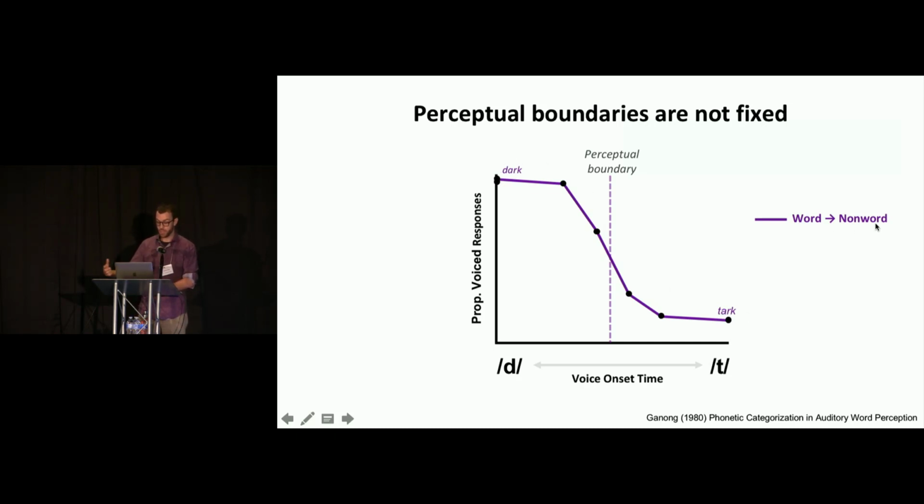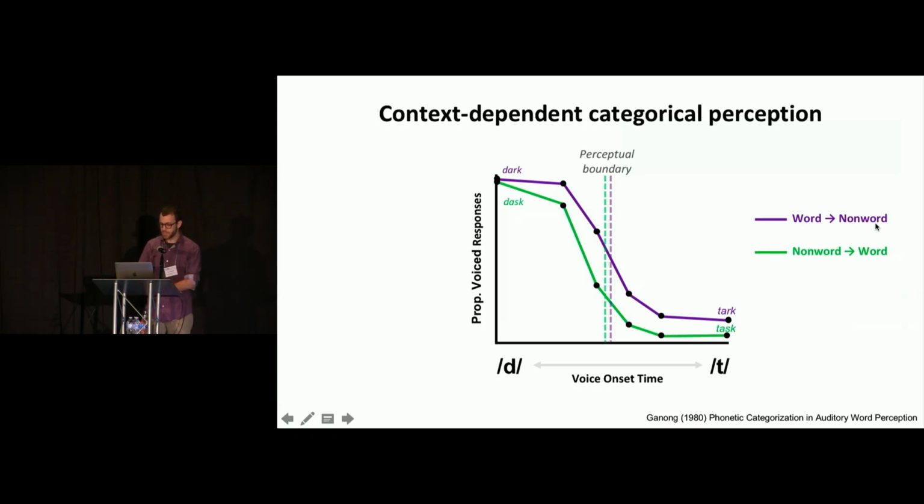So from that word to non-word continuum, versus when you would transfer from non-word to word, your perceptual boundary would be shifted. So for example, from dask to task. So as a result of that contextual information, because you expect to hear the word dark or the word task and not those non-words, your perceptual category boundaries will shift.